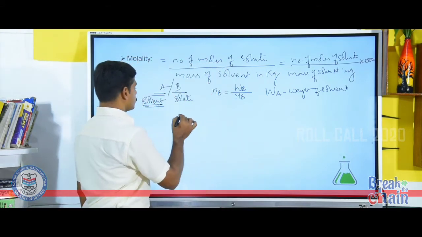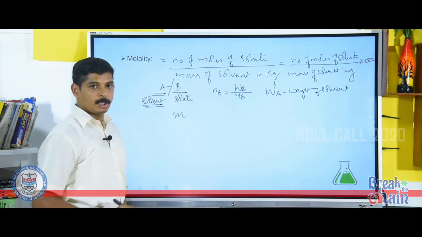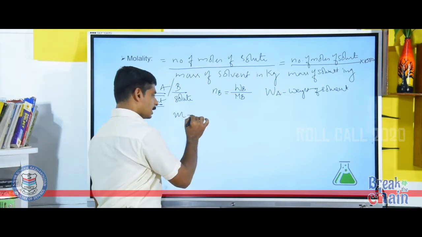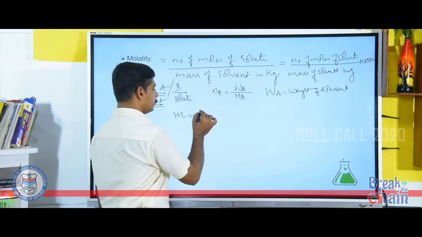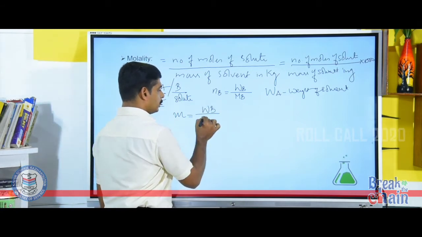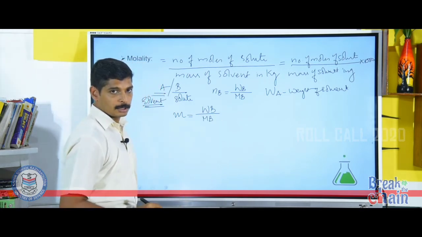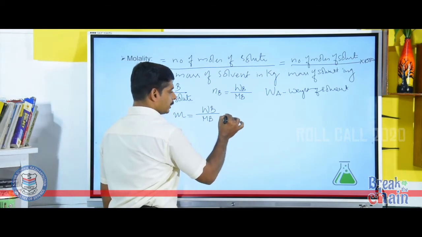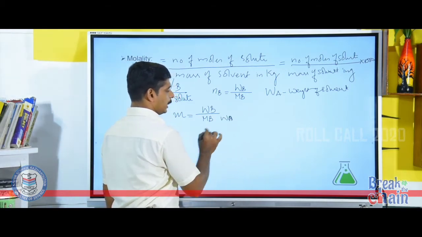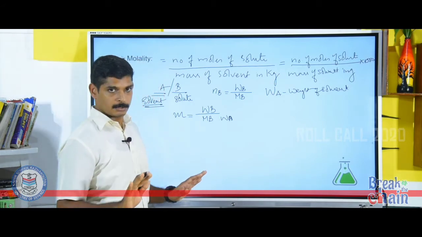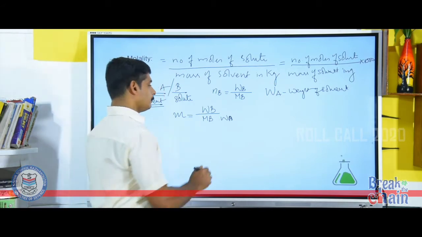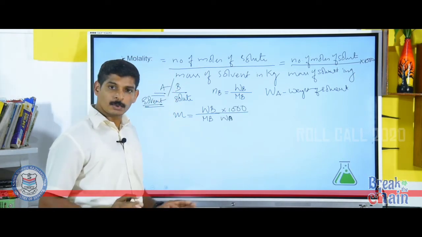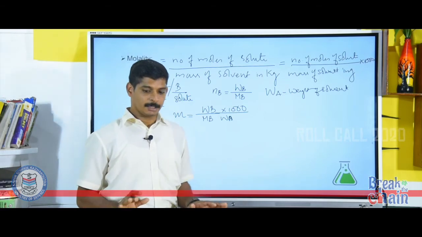Now, you can write the expression for molality. Normally, we use small letter m to represent the molality. So, molality is equal to, what is molality equal to? It is equal to number of moles. Number of moles is WB by MB, number of moles of solute divided by what? The weight of solvent. What is the weight of solvent? WA. If it is in kilogram, right, okay, nothing to do. But if it is in gram, you have to multiply with 1000 to convert it. Is it okay? Clear? Any doubt?